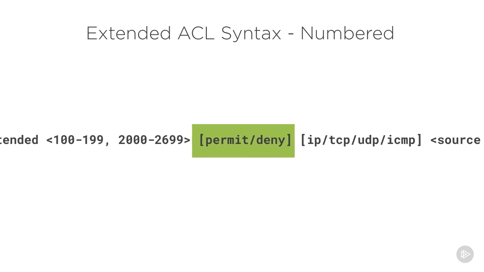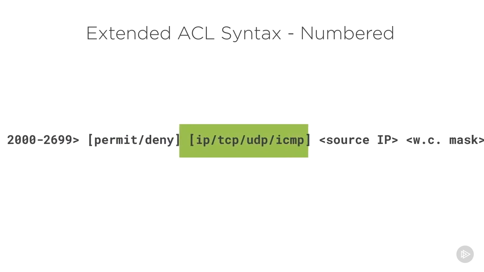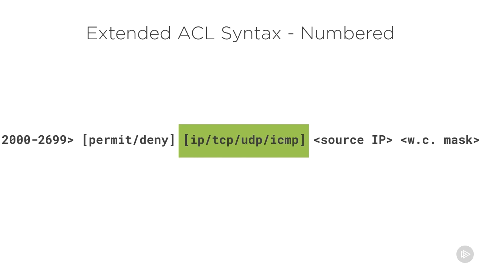Next, we're going to say permit or deny. This is the action we're going to take. Next, we list the protocol. And the protocols that we're going to look at are IP, TCP, UDP, and ICMP. There are other protocols we can filter on. For this course, though, we're focusing on these protocols exclusively.